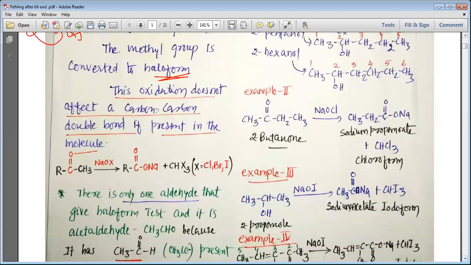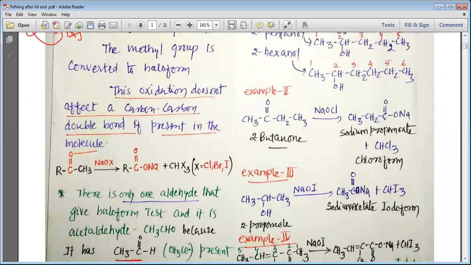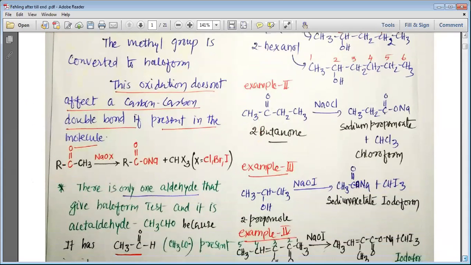This oxidation does not affect the carbon-carbon double bond. Remember, this oxidation does not affect the carbon-carbon double bond. We will see it with one example also: when we do this kind of oxidation, if there is a carbon-carbon double bond present in the alkyl chain, it is not affected by this kind of oxidation, my dear students. So let's move forward and see what happens.